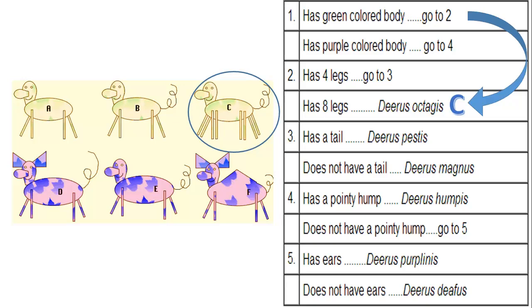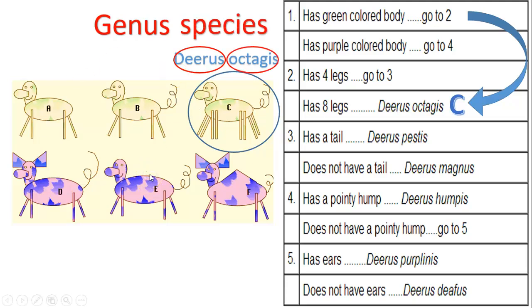Let's remember which name is the genus name and which name is the species name. The first name is the genus name. It's capitalized and comes first, while the second name is the species name, comes next and in small letters.